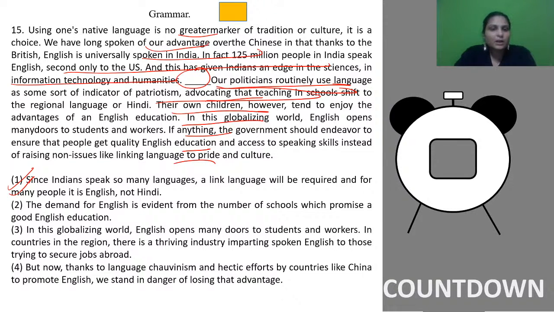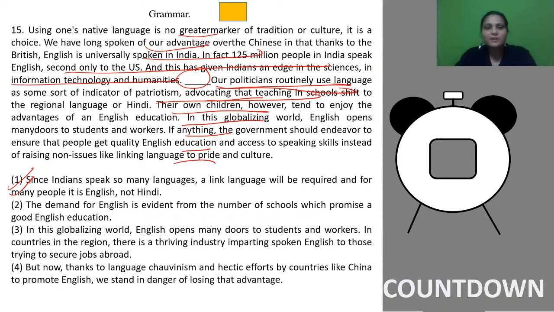Second, what it says is, the demand for English is evident from the number of schools which promise a good English education. Okay? So this might actually go in continuation with this, but the next is, our politicians routinely use this. Now, this statement is not relating to the statement that follows it. If you are putting a statement in the middle, it should become a mandatory pair sequence with a statement that precedes it and with the statement that follows it. Is that okay? That is one of the reasons the second one also will not come.